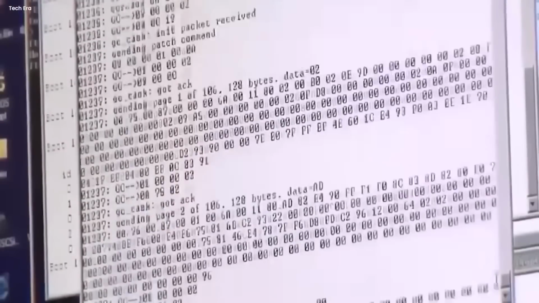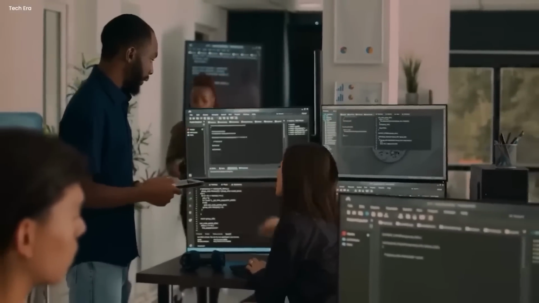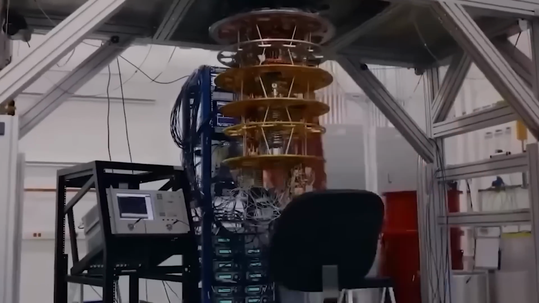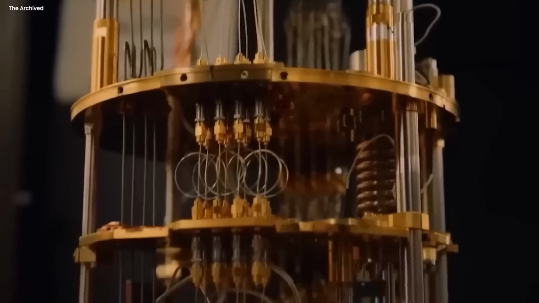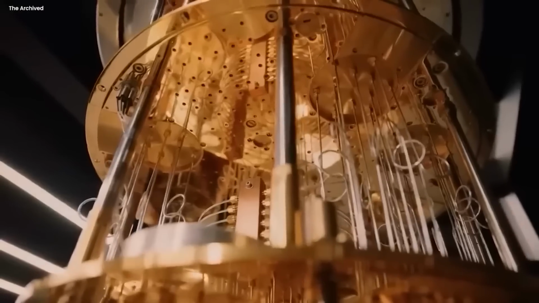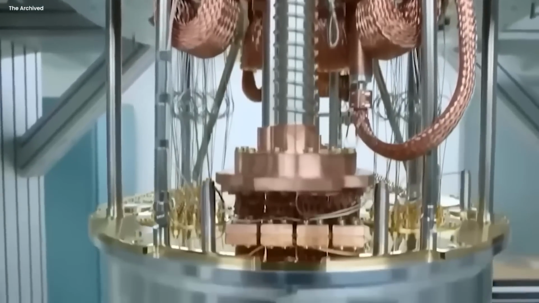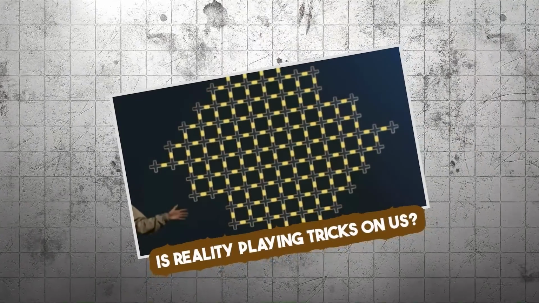It defies expectations in a machine that is supposed to forget everything. The omega loop may be pointing at something we do not yet understand, something subtle that lives between coherence and noise, between logic gates and hardware wiring. As researchers dig deeper, they hope to learn whether this recurring shape is just a ghost in the machine or a new pattern waiting to be decoded. Is reality playing tricks on us?